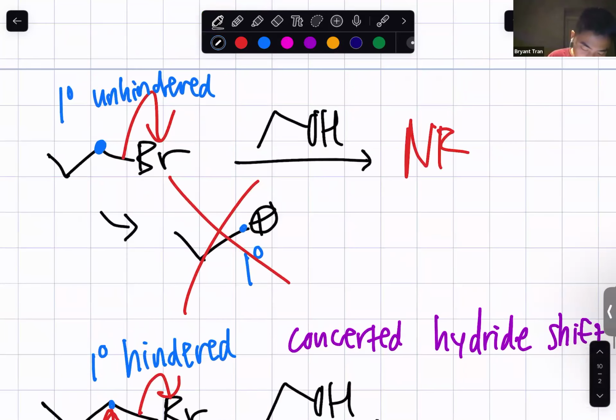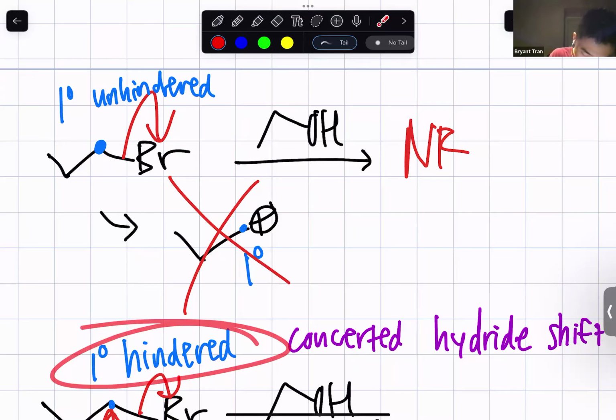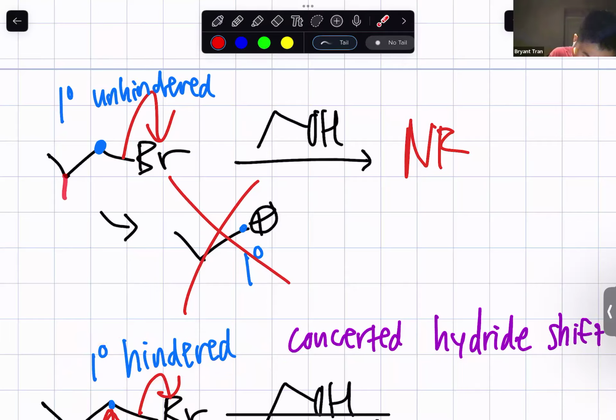In the previous example, we couldn't do that because it isn't hindered. We need a primary hindered substrate to do that, right? To make it stable enough. Like you can say that we could do a hydride shift here and kick it out to form a secondary carbocation.